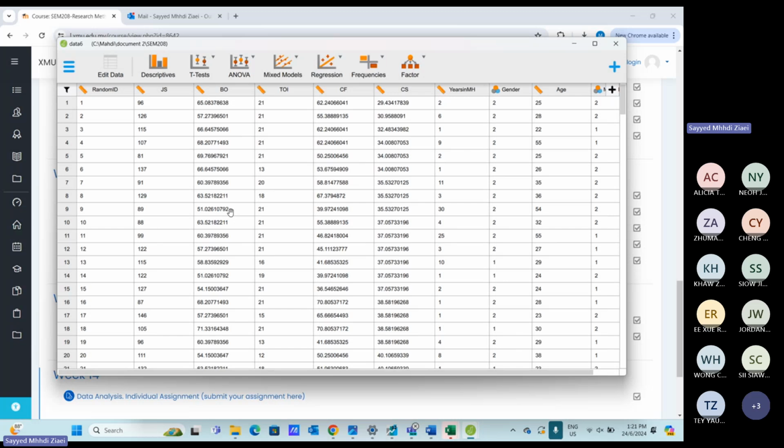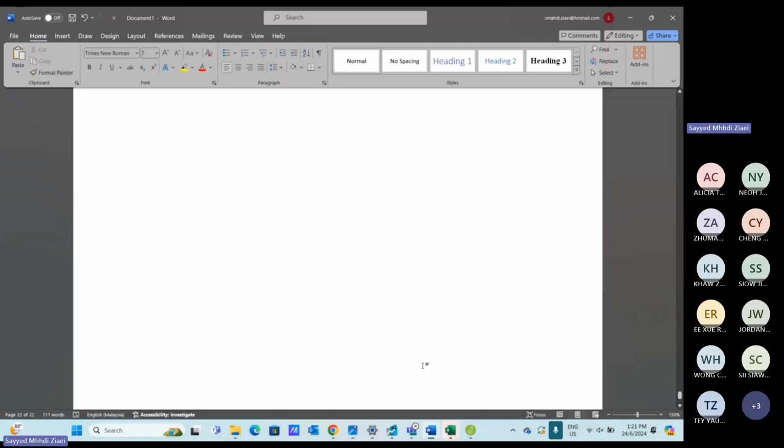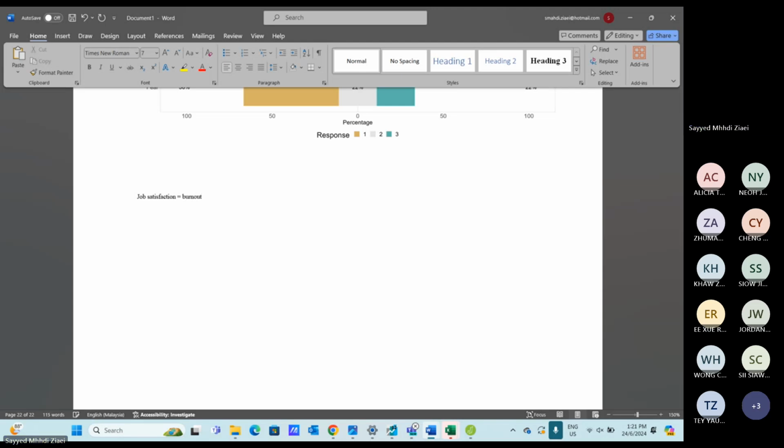Yeah. Okay, now this part is relevant to EViews student. We want to find the relationship between job satisfaction, then burnout, and turnover intention.